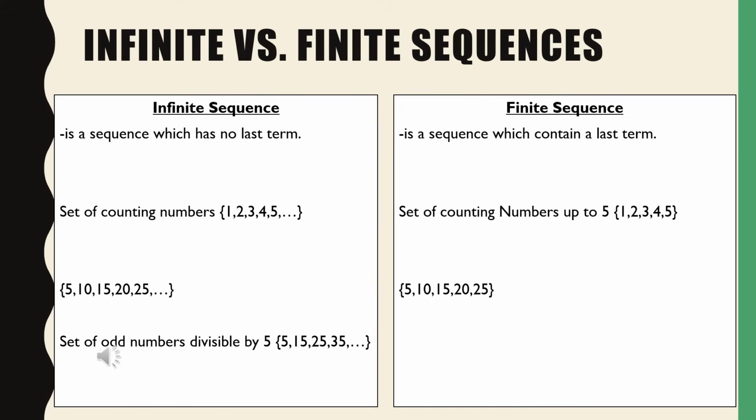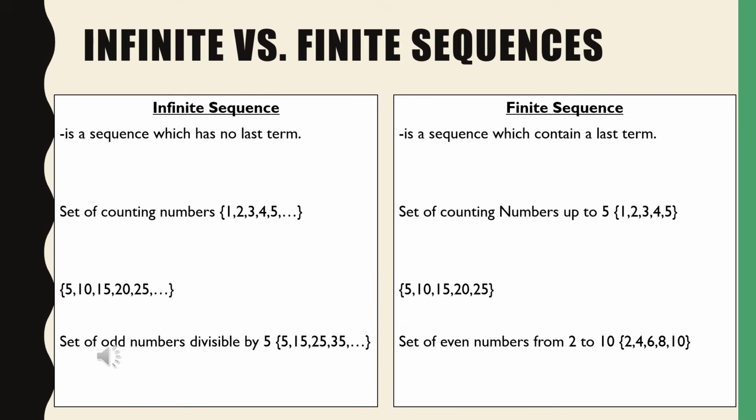Okay, so that is an infinite sequence. Next, for the finite sequence column, we have the set of numbers from 2 to 10. So we have a limit here, and the set that we have is only 2, 4, 6, 8, up to 10 only. So again, when it is limited, when it has a last term, that is a finite sequence.